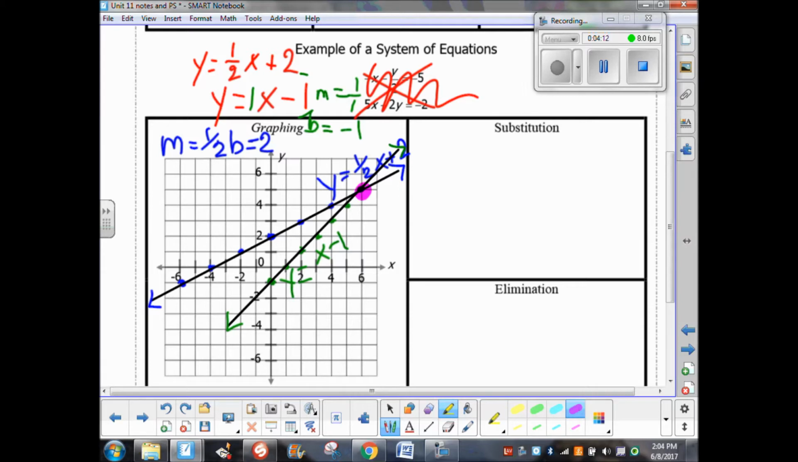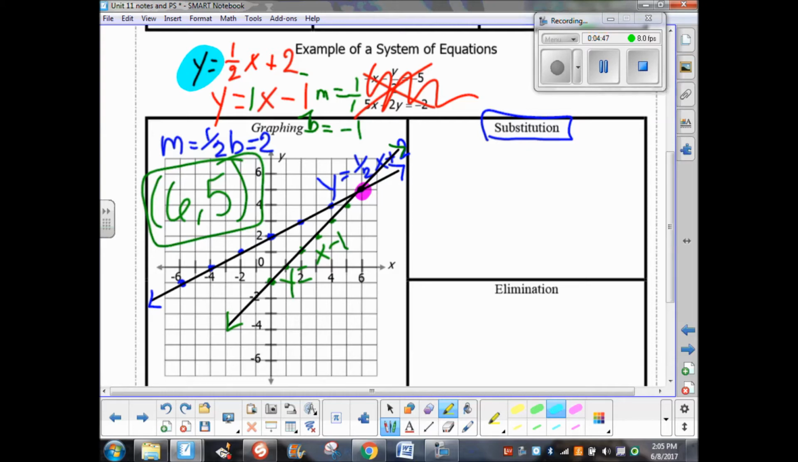What is that point right there? 6, 5. Yep, that's the answer. That's your final answer. Okay, that's the solution for that system. The x is 6, the y is 5. So now let's take this same system, but let's solve it by substitution. We know what the answer is, so when we get done with this, we better end up with 6, 5.